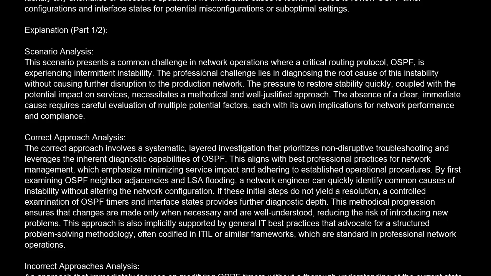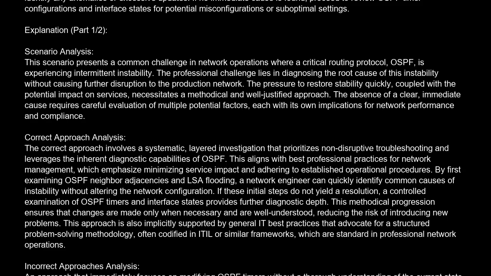The correct approach involves a systematic, layered investigation that prioritizes non-disruptive troubleshooting and leverages the inherent diagnostic capabilities of OSPF. This aligns with best professional practices for network management, which emphasize minimizing service impact and adhering to established operational procedures. By first examining OSPF neighbor adjacencies and LSA flooding, a network engineer can quickly identify common causes of instability without altering the network configuration. If these initial steps do not yield a resolution, a controlled examination of OSPF timers and interface states provides further diagnostic depth.